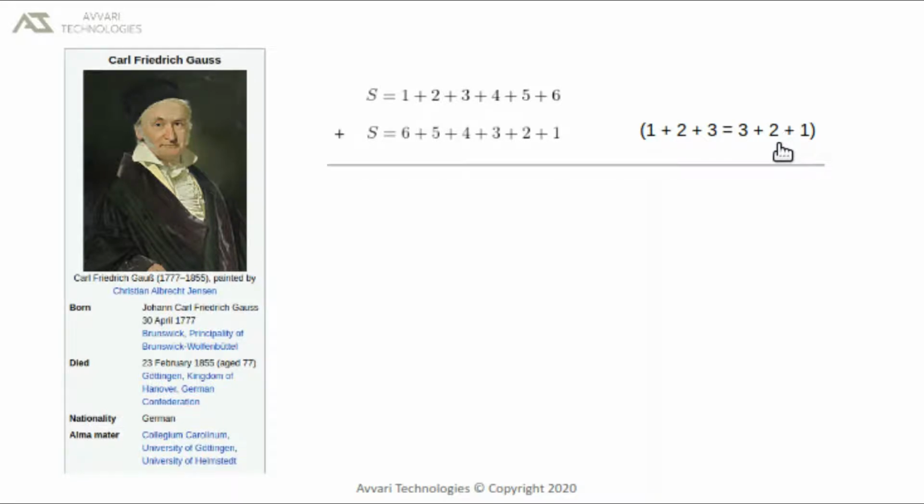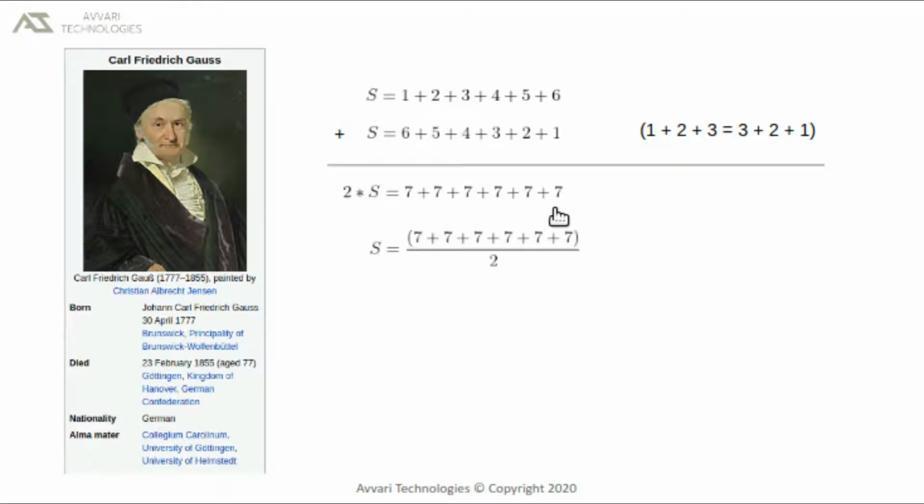Now if we add both the terms, S plus S is equal to 2 times S. 1 plus 6 is 7, 2 plus 5 is 7, 3 plus 4 is 7, 4 plus 3 is 7, 5 plus 2 is 7, 6 plus 1 is 7.